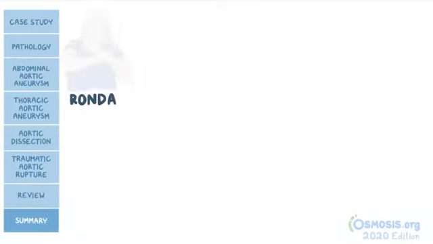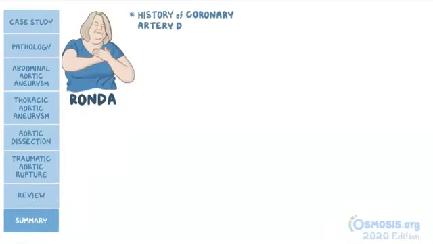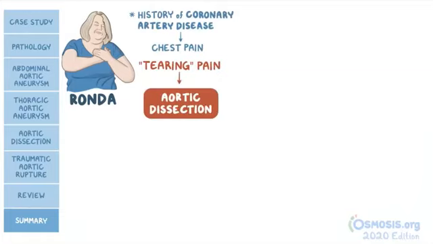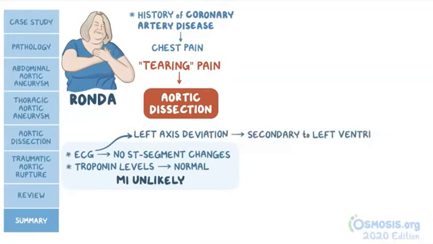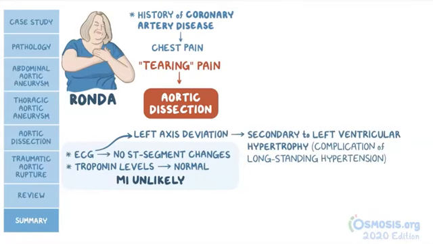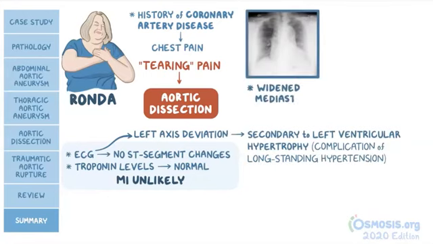Alright, back to Rhonda. Although she does have a history of coronary artery disease, which may present with chest pain, the tearing pain described by Rhonda was more characteristic of aortic dissection. Also, the ECG revealed no ST segment changes, and her troponin levels were normal, so a myocardial infarction is unlikely. The ECG did show left axis deviation, which is likely secondary to left ventricular hypertrophy, a complication of long-standing hypertension. Rhonda's chest x-ray showed a widened mediastinum, a common finding in aortic dissection.